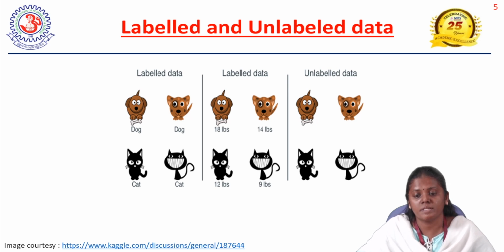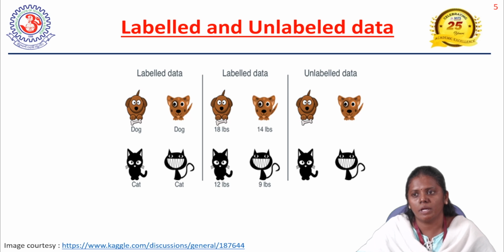But on the right hand side, you can see unlabeled data. There, the first two images belong to dog and the second two images belong to cat, but they are not labeled, which means they are not given a name. So labeled data can be used for machine learning models, whereas unlabeled data can be used for deep learning models.